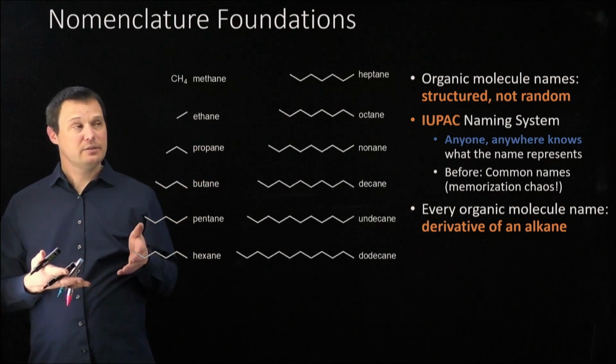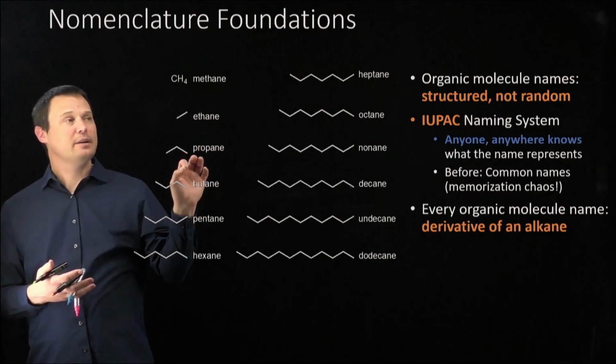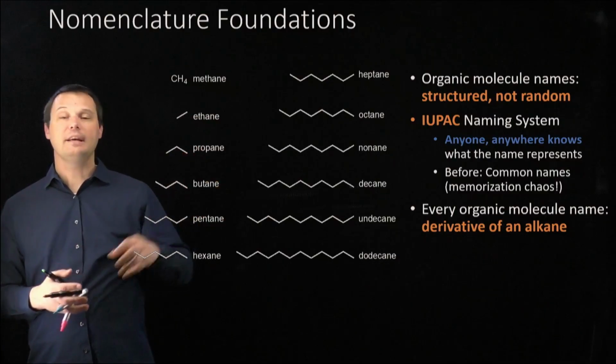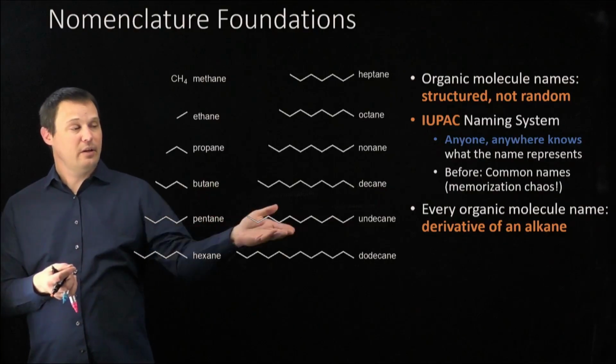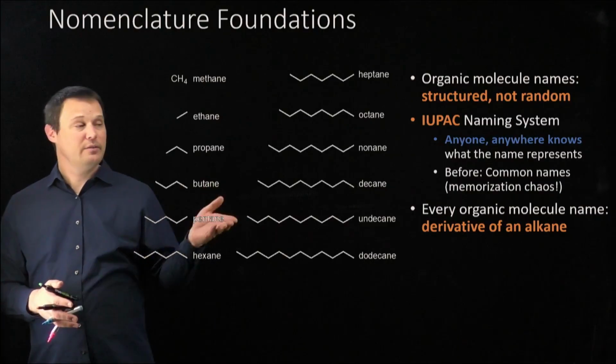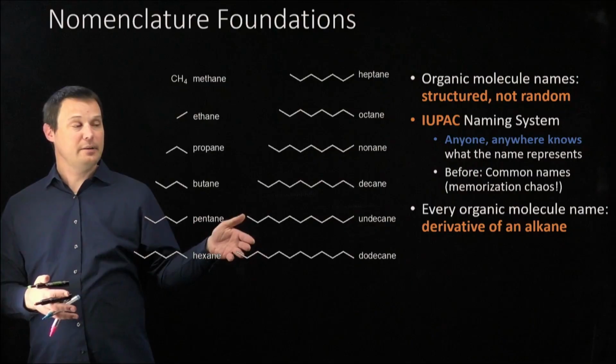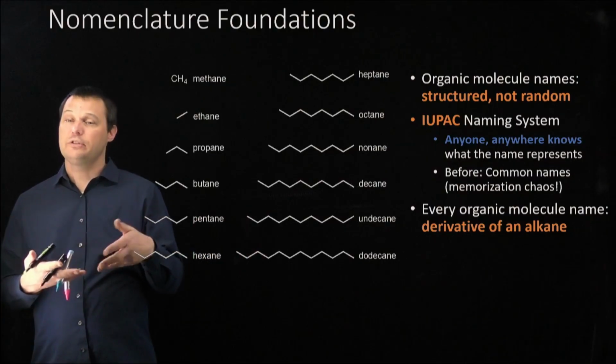Pent for 5, hex for 6, hept for 7, oct for 8, non for 9, and dec for 10. After 10, we combine 2 number syllables together to get the alkanes of size 11 through 19. 11 is undecane, 12 is dodecane, 13 would be tridecane and tetradecane, and so on.